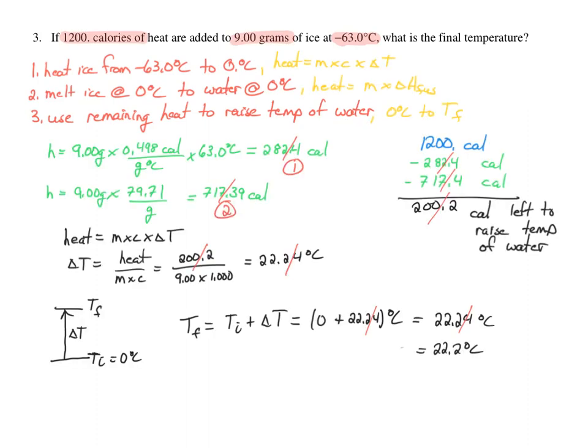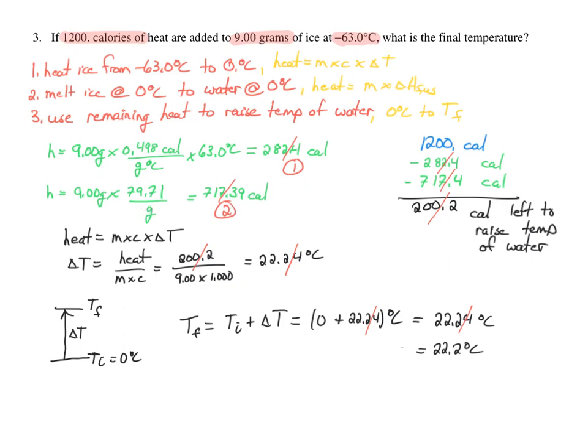So let's walk through these calculations. First, we need to heat the ice to the transition temperature, the melting point of 0 degrees C. So we have our mass, our specific heat capacity of solid water, and our delta T. Then we have the heat to melt the ice to liquid water. So we have our mass times our heat of fusion.